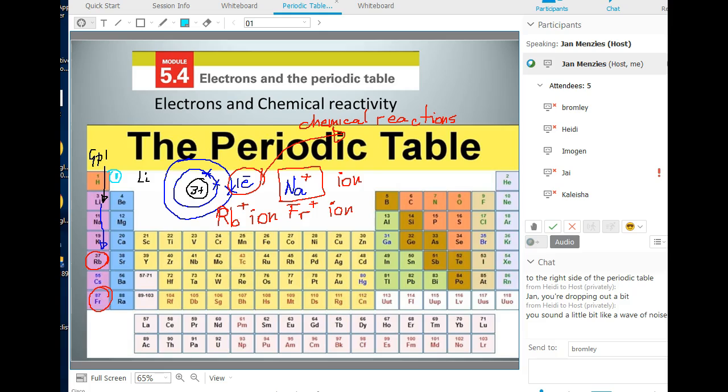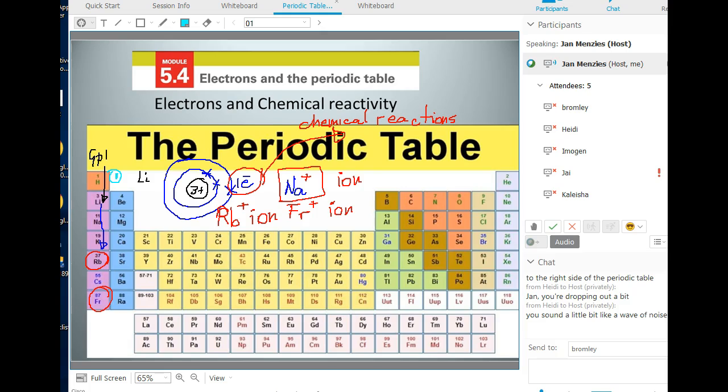All right. Not getting any responses. The reactivity for the metals increases as you go down. I'm going to leave it there. I hope with your reading that you notice that information, that the reactivity for metals, because metals tend to have the outer valence shell less than half full.